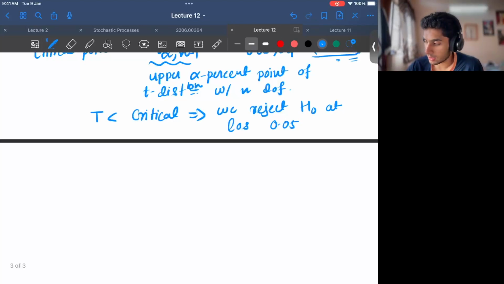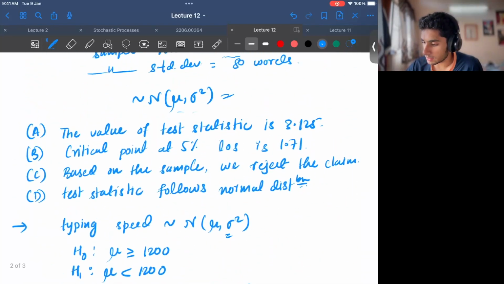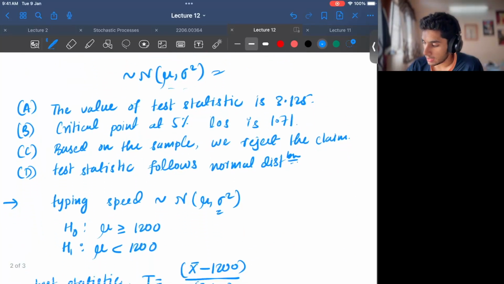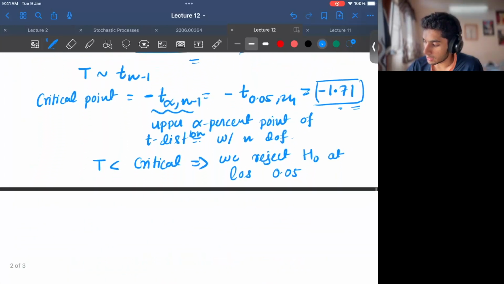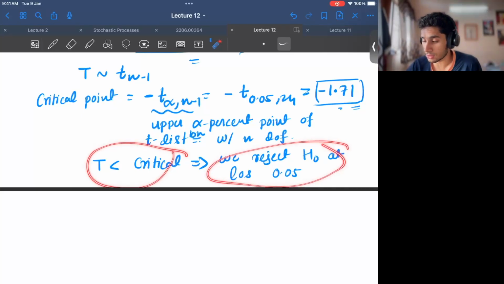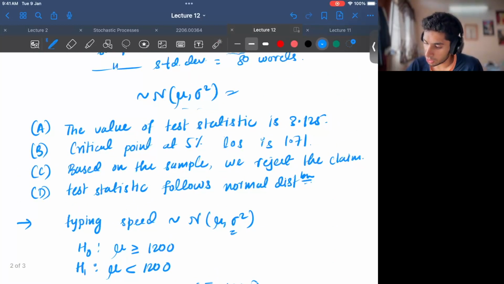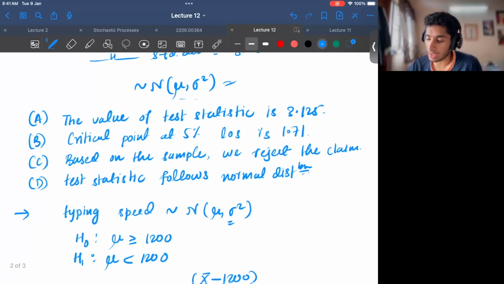This will be our final answer. So based on these samples, the test statistic and the critical point, we observe that the critical point is greater than the test statistic. So we have enough evidence to reject the null hypothesis. So we will reject the null hypothesis in this case. So coming to these options, which of the options are true?